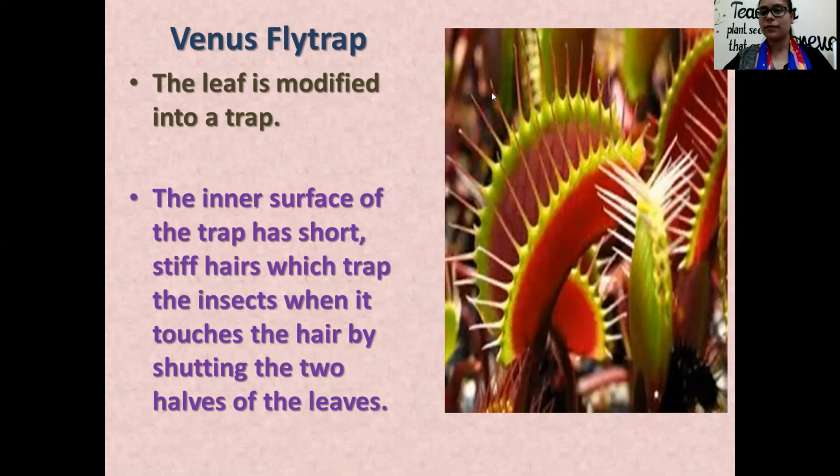In the same manner, when the insect comes near the tentacles or the inner surface of the leaves, the two halves of the leaf, the two flaps, get closed, and thus the insect is trapped. And after the insect is trapped, it is digested, and eventually the nutrition is derived out of it.